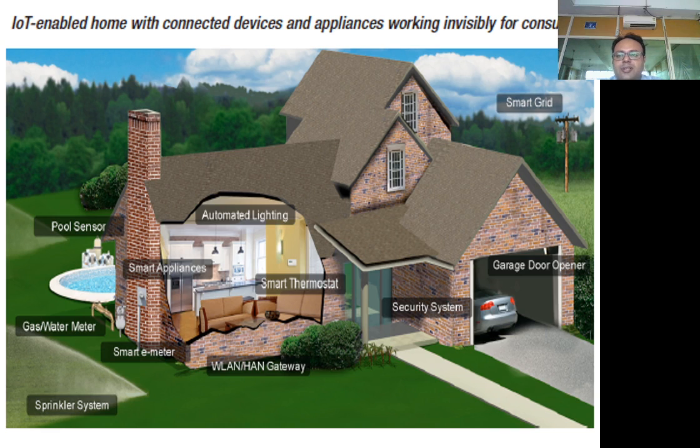The first application you can see is the IoT enabled home, with all devices and appliances connected with each other. Within the home you will see a smart grid system, garage door opener, security systems, smart thermostat, automated lighting, smart appliances, pool sensors, gas and water meter, e-meter, and sprinkler system. All appliances are connected with each other, and this is how you can control them even from remote places with the help of technologies. This is the example of home automation.